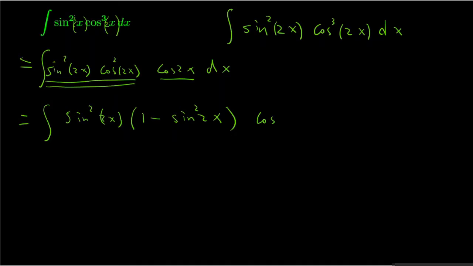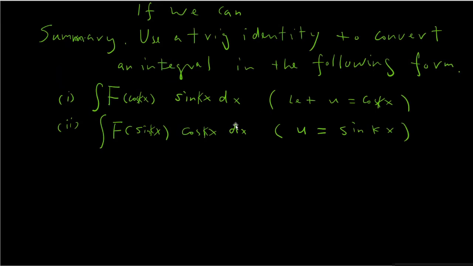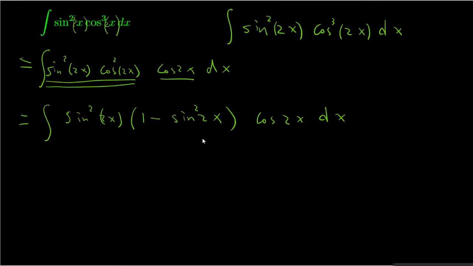And then that's cos of 2x. You see, we have achieved the form. The form is one factor is a function of sine of 2x. The other factor is cos of 2x. Now, essentially, we have that form already. The second form, I mean. Okay.